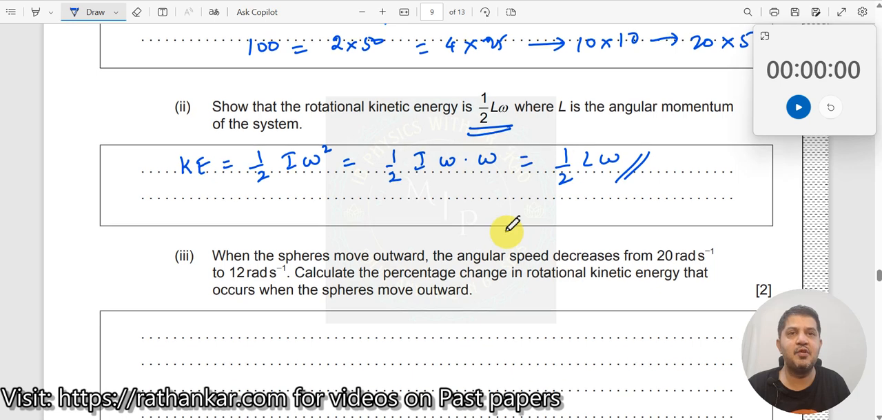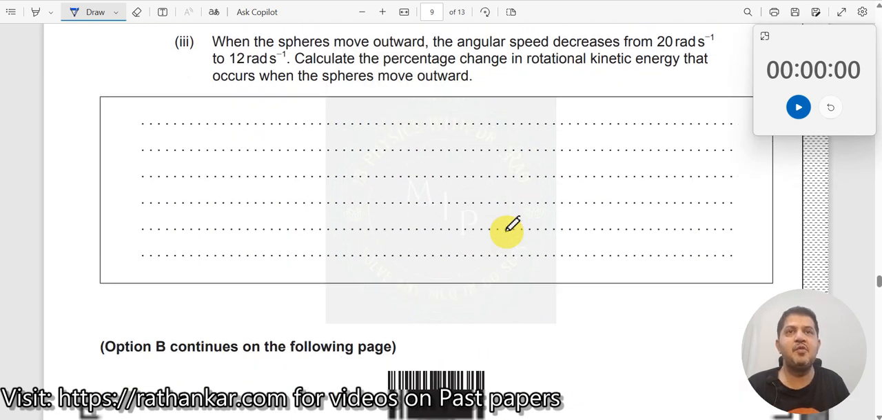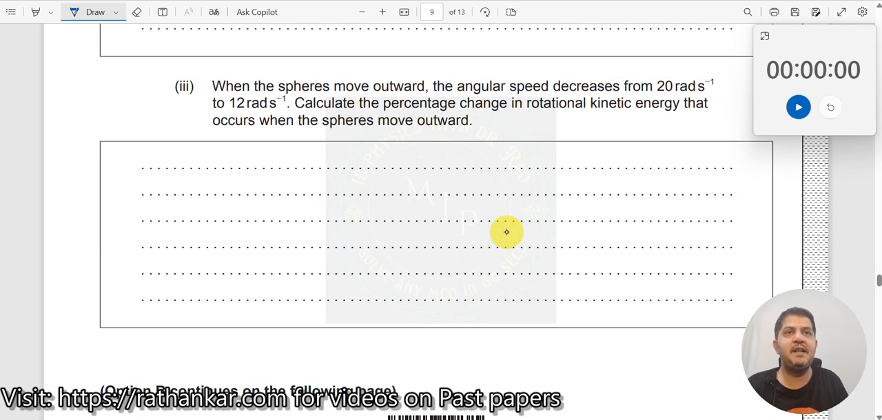Then let us move on to the next one. When the spheres move outward, the angular speed decreases from omega I, given as 20 rad per second, to 12 rad per second, omega F. Calculate the percentage change in the rotational kinetic energy that occurs when the spheres move outwards. What is the percentage change? First, what we will do is let us find out the kinetic energy.